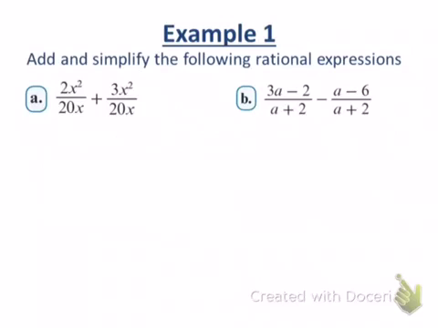Have a look at this one. Oh, goodness gracious. What's different about this one? We can't cross cancel. We have binomials here instead of just monomial terms, so we've got polynomials in play. What else is different? We're subtracting instead of adding. Now, how's that going to affect things, Chase?